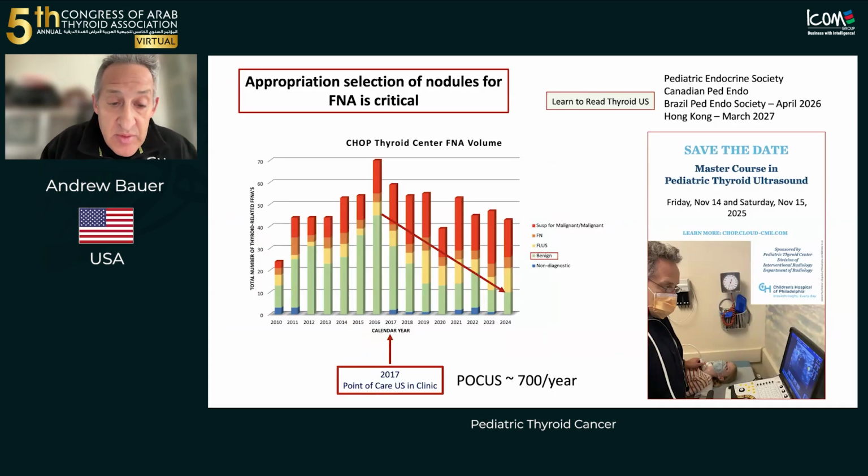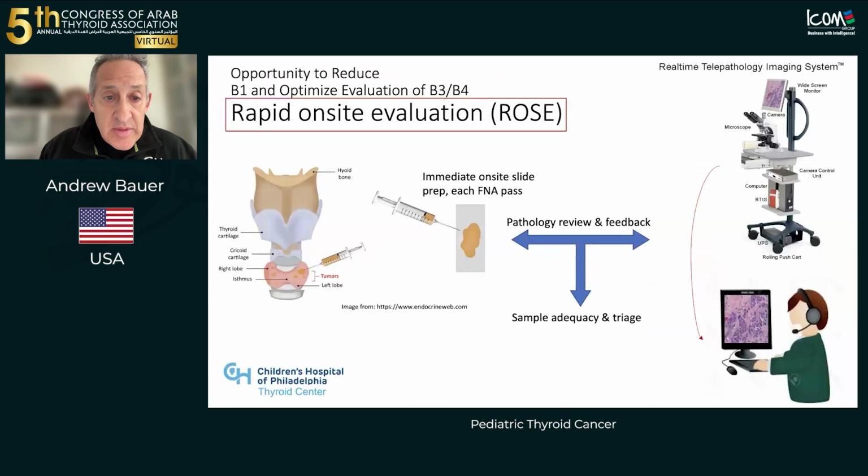I've been using point-of-care ultrasound since 2017. I perform about 700 a year. And if you look at the number of patients that I send that end up with benign cytology, it really has decreased. It's allowed me to stratify who I'm sending for FNA. And so we have courses. I teach one at CHOP, and we also have courses that we've taught at Pediatric Endocrine Society meetings, as you can see in the upper right.